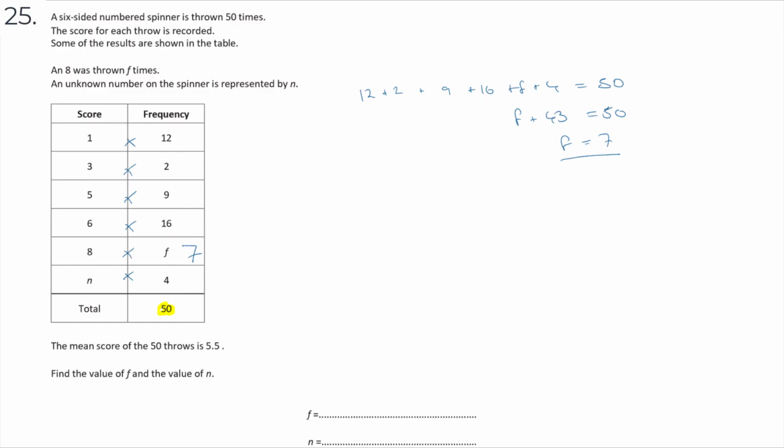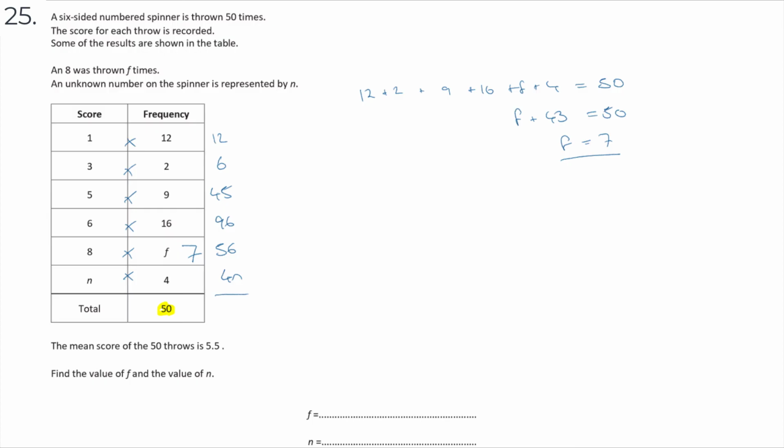is 50. So 1 times 12 is 12, 3 2s are 6, 5 9s are 45, 6 16s, what's that, 80, 96, 8 Fs, oh we know that F is 7 now, so that's going to be 56, and I've got 4n. I know the mean score, so we can use that in a sec.